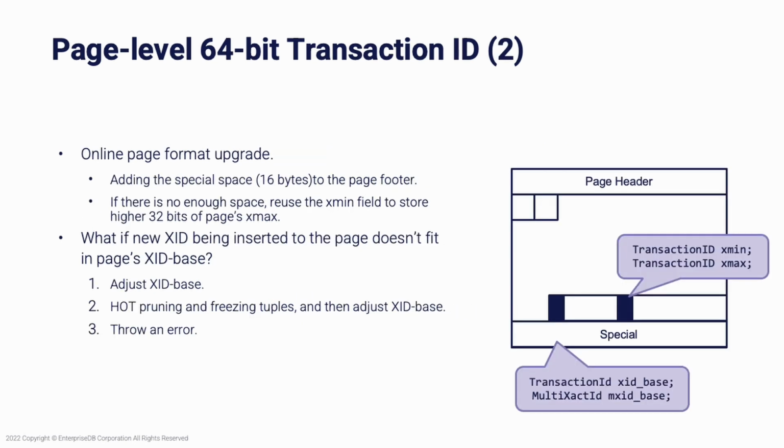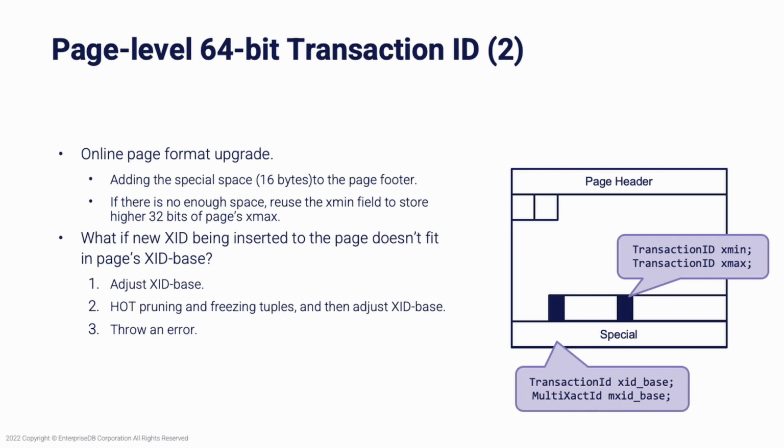So the right diagram shows a typical heap page after applying this idea. Each tuple has a tuple header, and we don't change anything in it. Instead, we add 16 bytes of space to the special area at the end of the heap page, where we store the base XIDs. Actually, we need to store two base values, for the transaction ID and the multi-transaction ID.